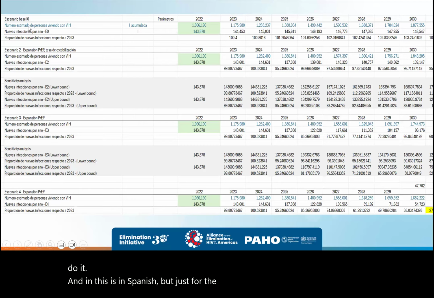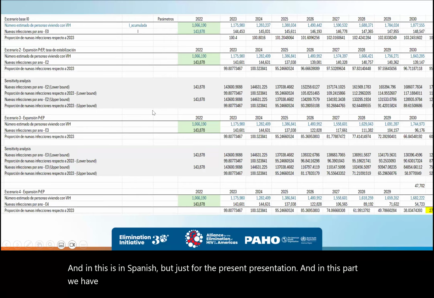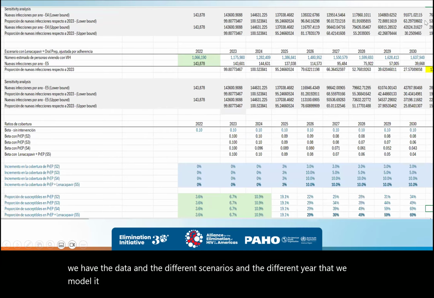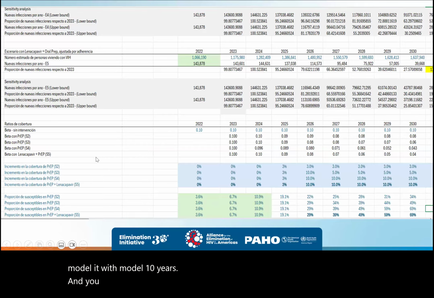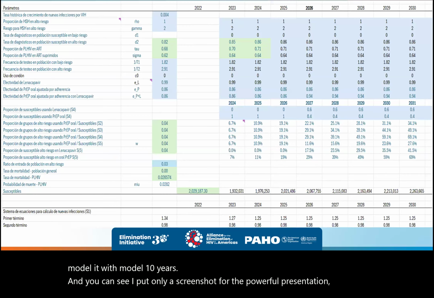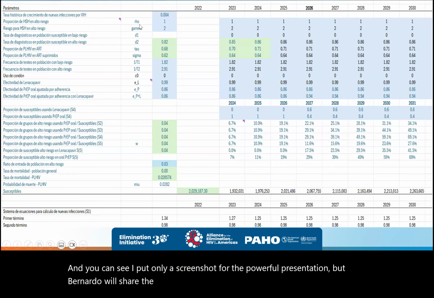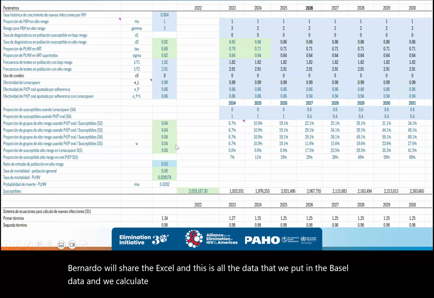In this part, we have the data and the different scenarios and the different years that we modeled. We model 10 years. I put only a screenshot in the PowerPoint presentation, but Bernardo will share the Excel. This is all the data that we put in the baseline data, and we calculate the cascade and the data, and all the cells in light blue are modified for the countries.